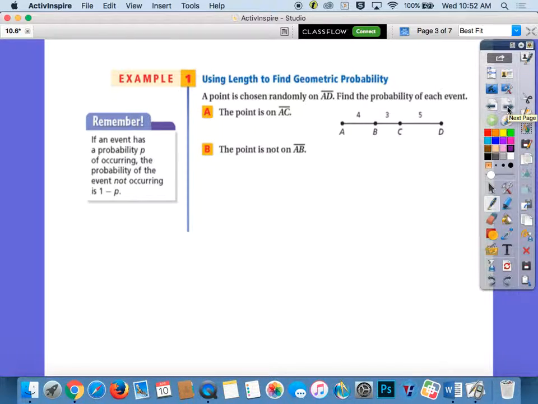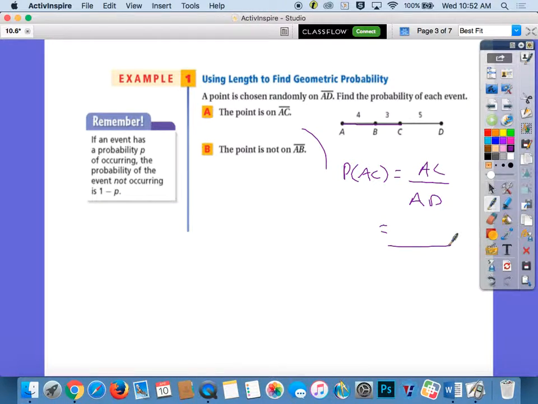All right, so let's see what we have going on. A point is chosen randomly on AD, and these are going to be your lengths here of your different segments. We want to find the probability of each event. So we want to find the probability that if a point is chosen randomly, it's actually on AC. Okay? So this is going to be the probability of landing on AC. Hopefully this notation looks familiar from last year. So we have the outcomes of landing on AC over the total outcomes of landing on AD.